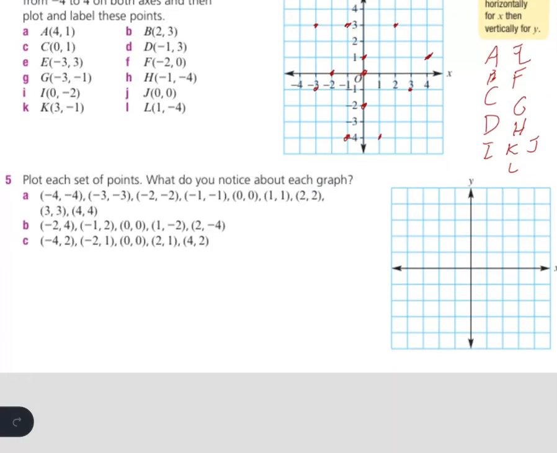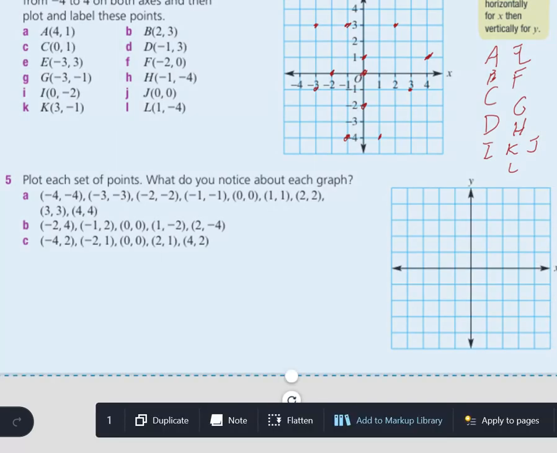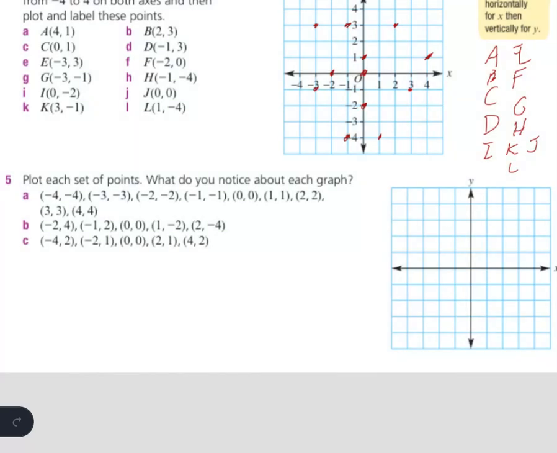All right, plot each set of points. What do you notice about each graph? Let's just use different colors now. Let's go green for A. So let's just go there. There's my green. It's going to be A. Okay, so as we can see, everything is negative, negative, negative, negative, negative. There's the same values for both.